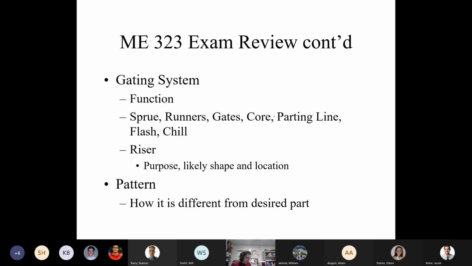The gating system, really just the function of the gating system to fill the mold cavity and minimize turbulent flow. The following terms you should just be aware of, just pure definition, be able to either identify them on a picture or describe their meaning and any significant factors. The riser, the purpose, the likely shape and location. Likely shape is going to be simple and high V over A. And then the location, and we talked about this in some of the labs.